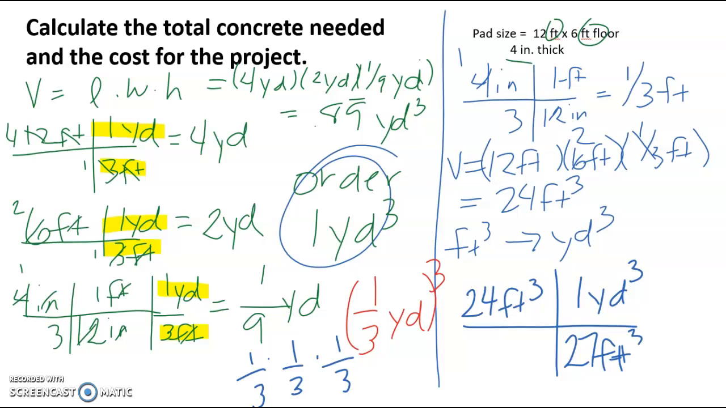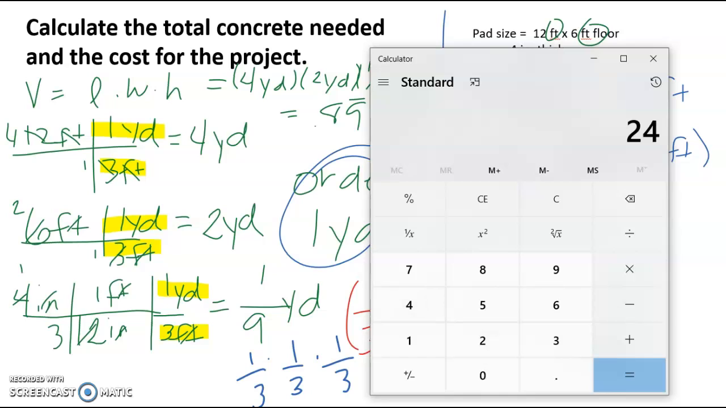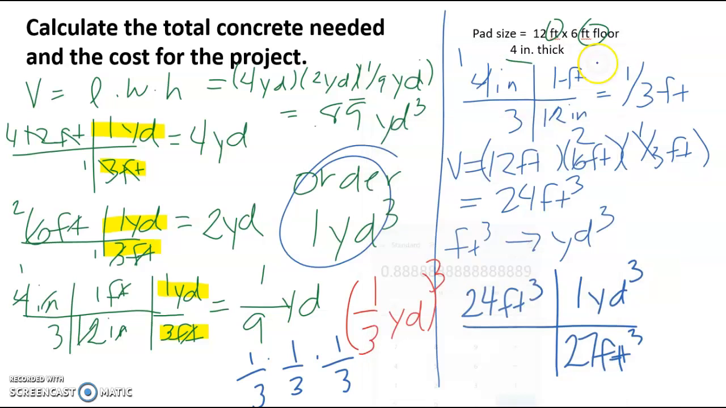Now, pull up my calculator again. If I take 24 divided by 27, notice what I get. I get the same thing that I got in my other problem, so now I know I've done it right. So I'm going to order 1 cubic yard again. I wanted to show you 2 different ways of doing it. You can do this either way. Just make sure that you're using the proper conversion when you are converting.